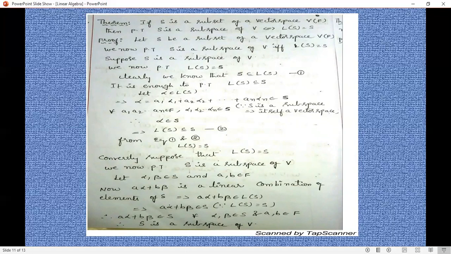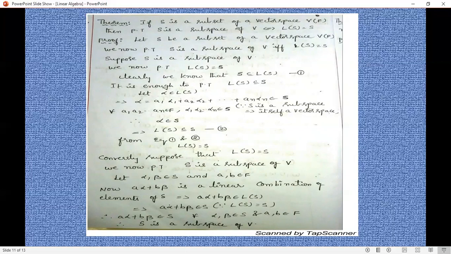Observe that clearly S is contained in L of S. Already proved that. Why? Because we are taking the element alpha belongs to S. We can write alpha equals 1 into alpha belongs to S. Therefore, S is contained in L of S. So it is enough to prove that L of S is contained in S. Okay. We are taking an element in L of S and we are saying that that element belongs to S. Let us take the element alpha belongs to L of S.